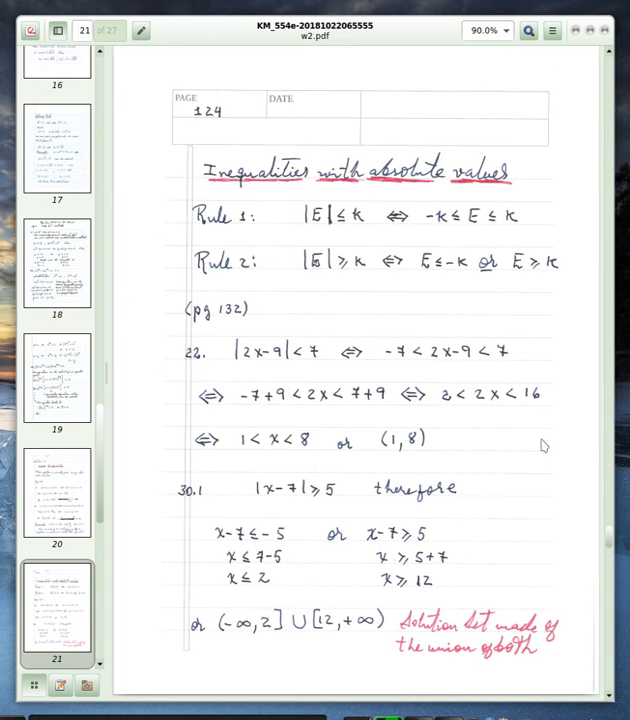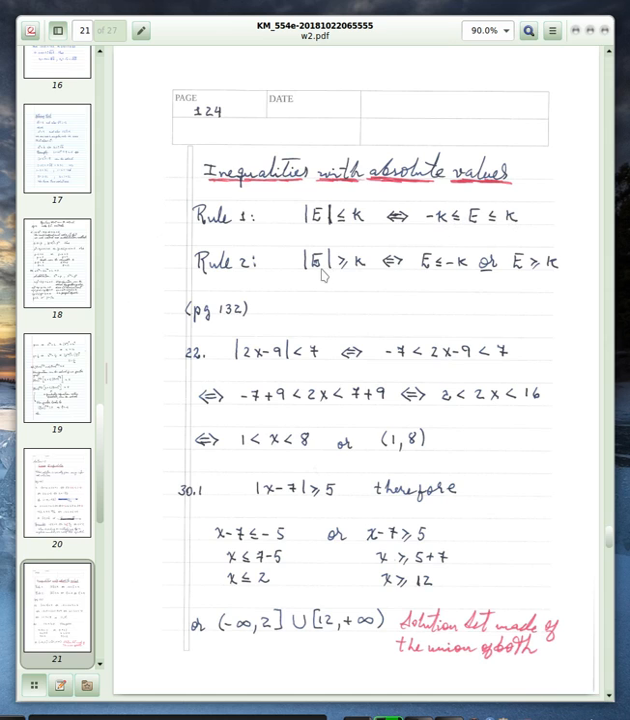And now, inequalities with absolute values. Here we are going to use two rules. Rule number 1, here it is. If the expression within absolute value is less than or equal to a number, then that expression must be between -k and +k. So this will be a compound inequality.